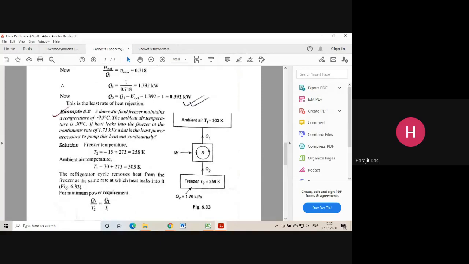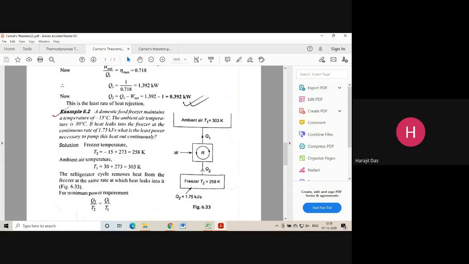I have taken this example directly from the PK Nag book. Here, one domestic food freezer maintains a temperature of minus 15 degrees centigrade. Because this is a freezer, it will be maintaining one chamber at minus 15 degrees centigrade, isn't it? The ambient air temperature is 30 degrees centigrade. So here this is the freezing chamber. 273 minus 15 gives 258 Kelvin, because you need to convert the units to Kelvin, then only your calculations will be simplified, otherwise it will be wrong. So freezer T2 is 258 Kelvin.